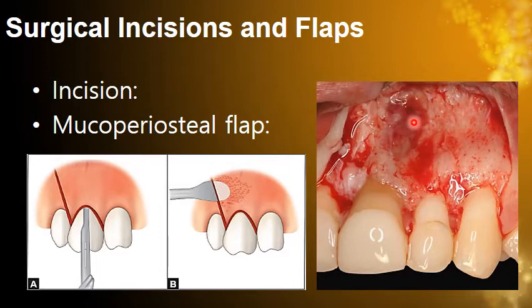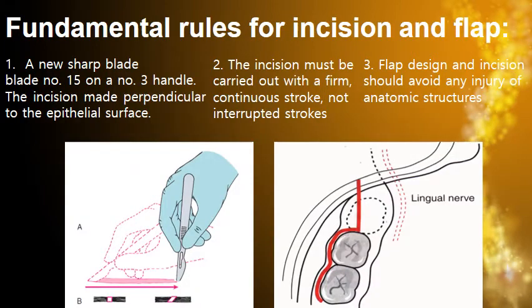If I have a lesion in the apex of the tooth, if I have a cyst, if I have an impacted tooth, I must raise a mucoperiosteal flap to expose the bone, and then through the bone I will drill the bone and reach the lesion.